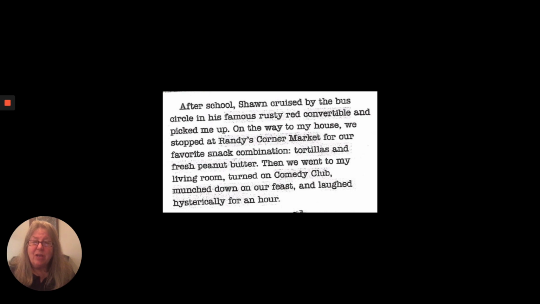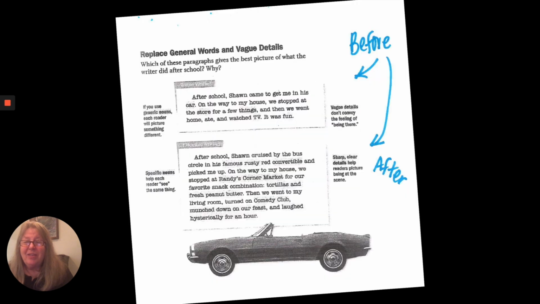"After school, Sean cruised by the bus circle in his famous rusty red convertible and picked me up. On the way to my house, we stopped at Randy's Corner Market for our favorite snack combination, tortillas and fresh peanut butter. Then we went to my living room, turned on Comedy Club, munched down on our feast, and laughed hysterically for an hour." Just look at that before and after. And all of that change comes from bringing up in the student's head the awareness of the need for that intensity scale.